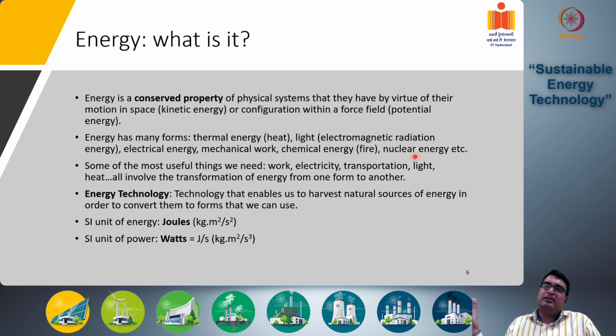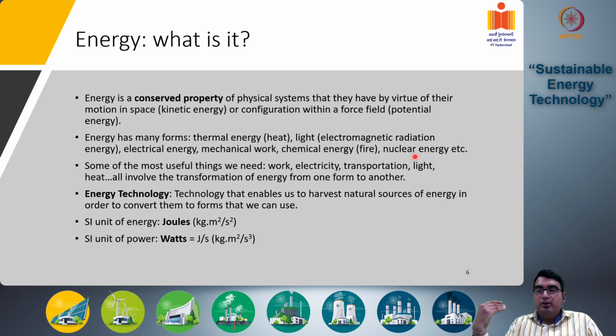When we see a physical system, we interact with it, we sense its energy in various different types of forms, be it heat energy, electromagnetic energy, mechanical work, chemical energy, nuclear energy, etc. And what is the engineering aspect of energy? So some of the most useful things we need, like work, electricity, transportation, light, heat, all involve the transformation of energy from one form to another.